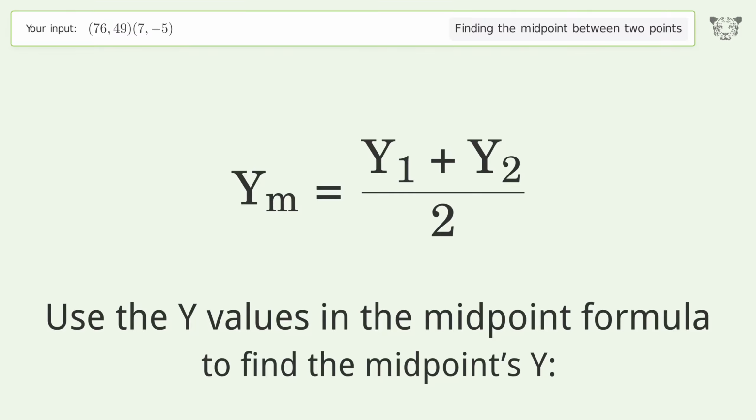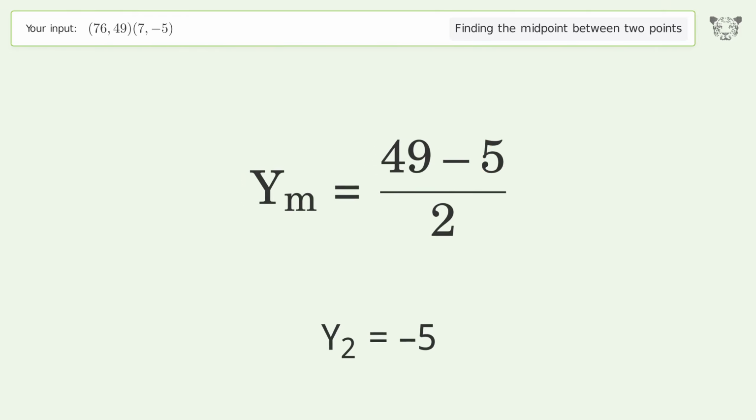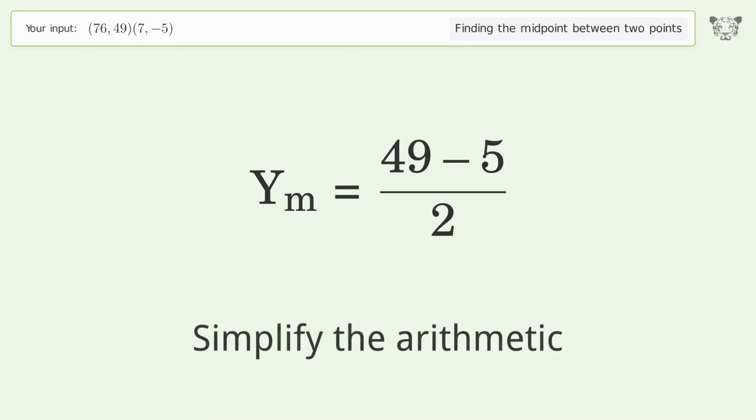Use the y values in the midpoint formula to find the midpoint's y. y1 equals 49. y2 equals -5. Simplify the arithmetic.